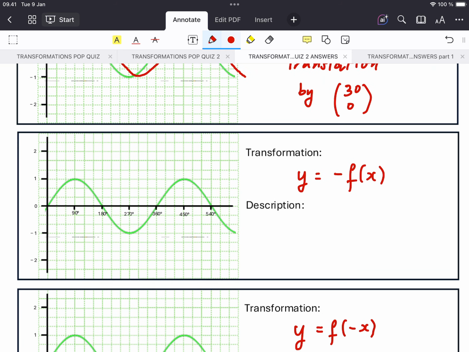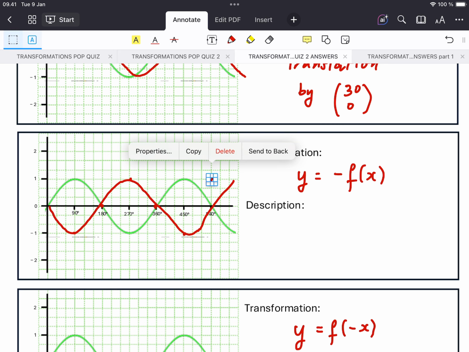Okay, y equals minus f of x. So all of the plus values are going to become the minus of what they were, and all of the minus values are going to become the plus of what they were. So what that is going to do, I'm just going to plot out a few key points that this is going to go through. So it's just going to kind of flip the whole thing. Could have drawn that better, but you get the idea. Just delete that. Okay, so it's just going to flip the thing in the x-axis.